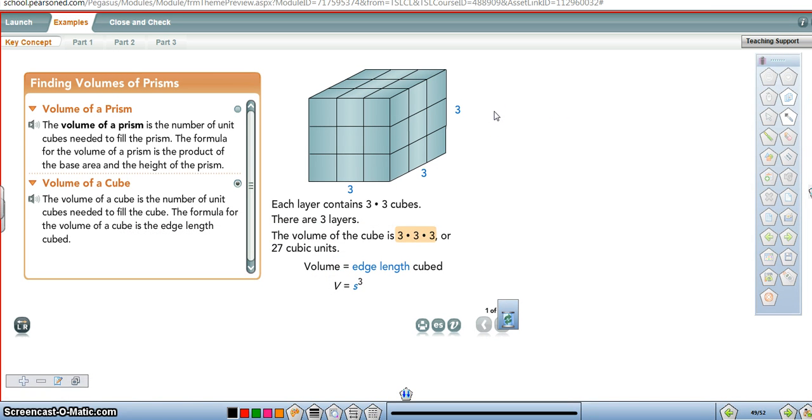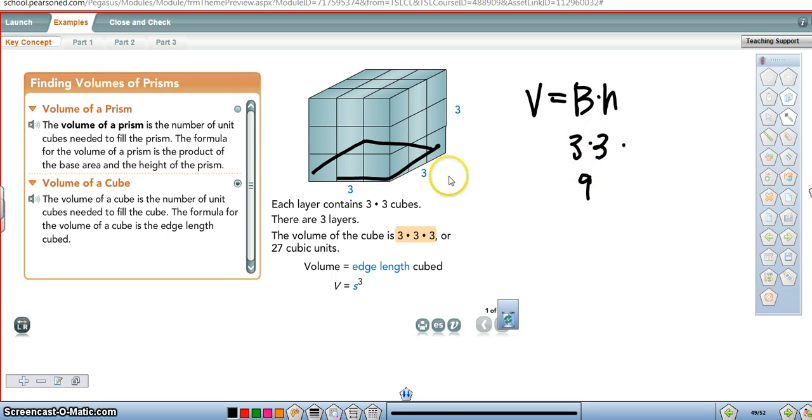In this example of the cube, it's still the same formula really. The volume is big B, the area of the base, times the height. Well, the area of the base down here would be 3 by 3, which is 9. And when you multiply by the height, which is 3, that's where you get 27. But since in a cube all the dimensions are always the same, 3 by 3 by 3, that's why we just say take 3 times itself 3 times.